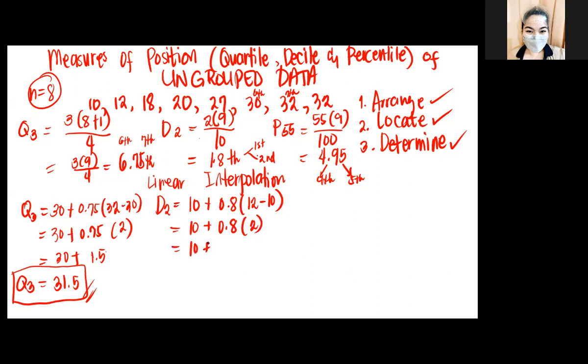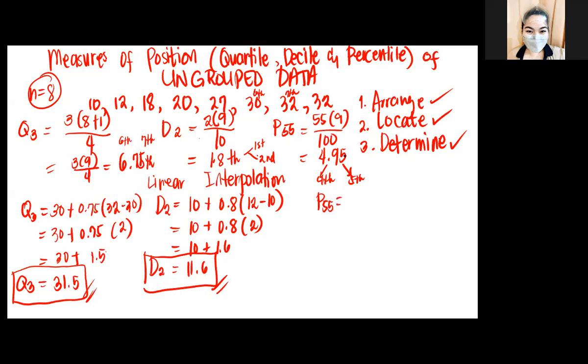So we have 10 plus 1.6, correct. So, yung string ko sa kabila yan. So we have 10 plus 1.6, that is 11.6. Now our D sub 2 is 11.6. Okay? Now how about for P sub 55? So let us have P sub 55.